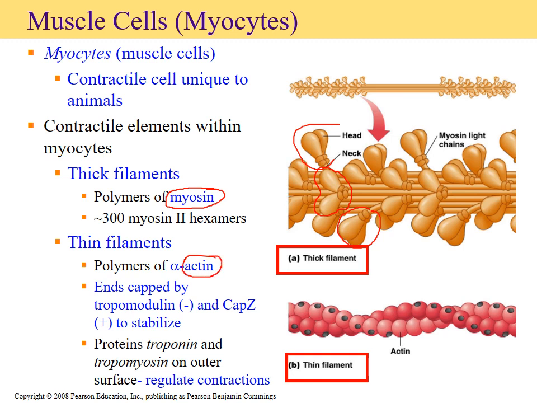What we see happening is that in order to stabilize the actin, we will utilize different proteins, including CAP-C on the positive end and tropomodulin on the negative end. We're also going to have to talk about the troponin-tropomyosin complex. This complex will allow us to control when the actin and the myosin make physical contact with each other, aka when the muscle is able to contract.